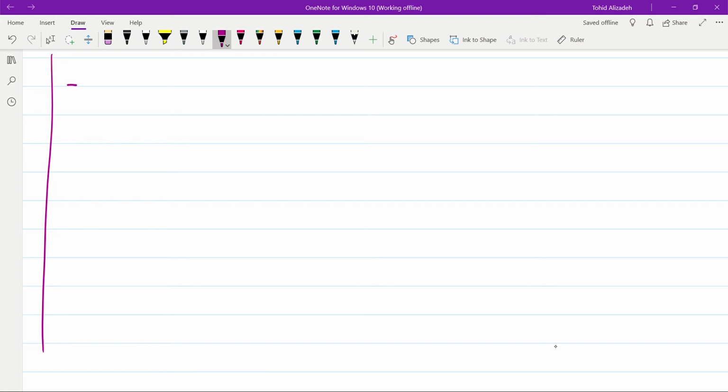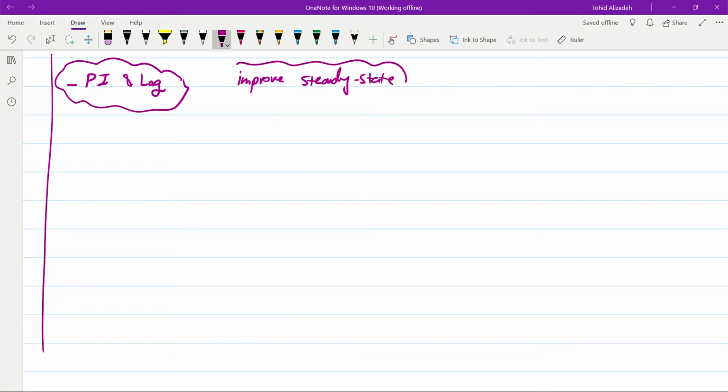Hello everyone. In this video we are going to check the frequency response of two first order compensators, which are the PI and lag compensator. These two compensators will be mainly used to improve the steady state behavior of the system, as we had them used for the same purpose in the root locus design approach. So let's have a look at how the PI and lag compensator will be in terms of their amplitude and phase, and how they affect the frequency response of the whole system.